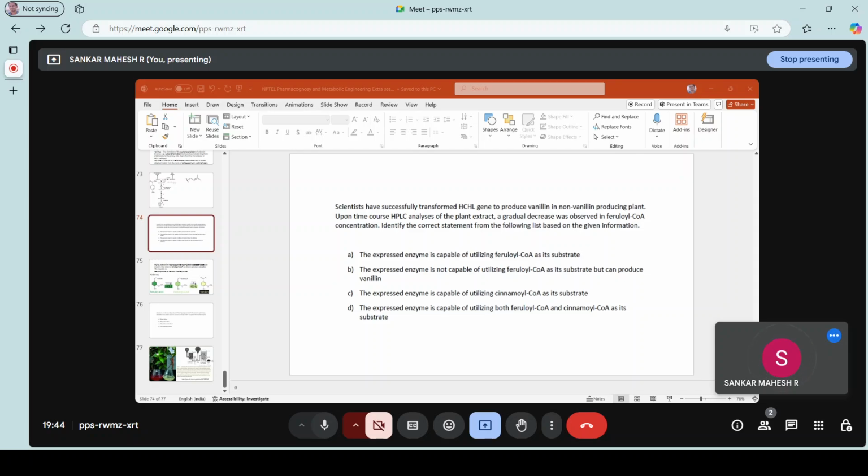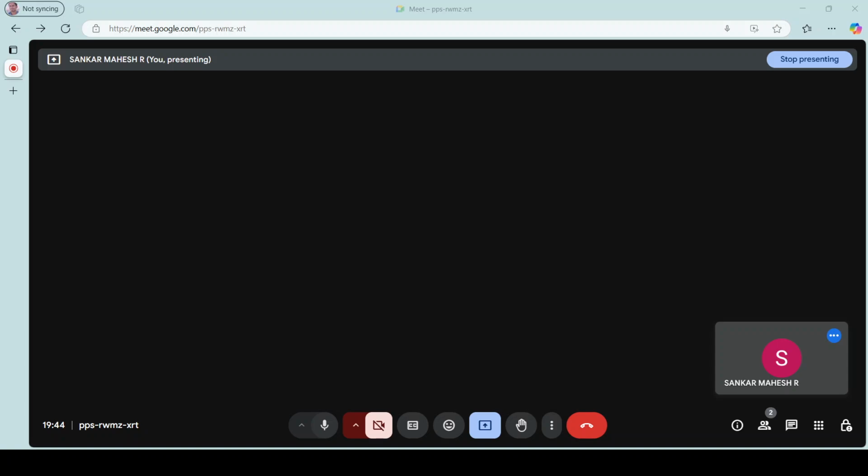So here we are talking about HCHL. It is the hydroxycinnamoyl-CoA hydratase-lyase. It would convert feruloyl-CoA into vanillin and acetyl-CoA. So they say that upon time course HPLC analysis, there is a decrease that is observed in feruloyl-CoA concentration. That is because it's a substrate. That is straightforward.